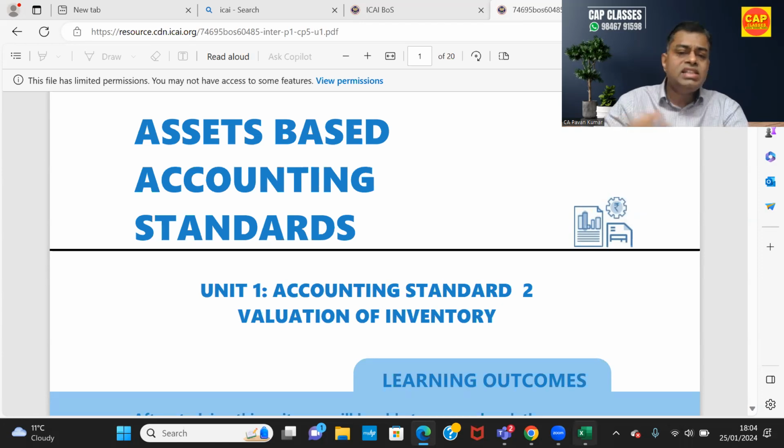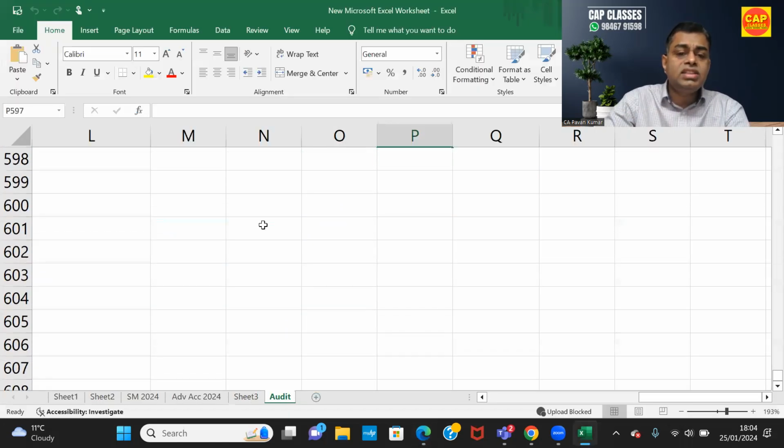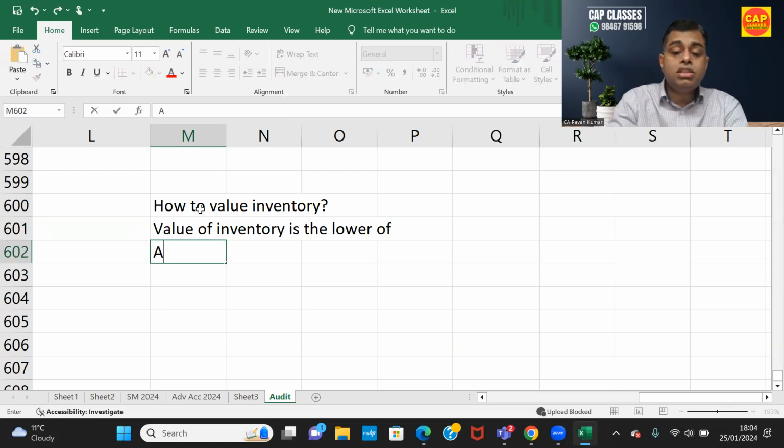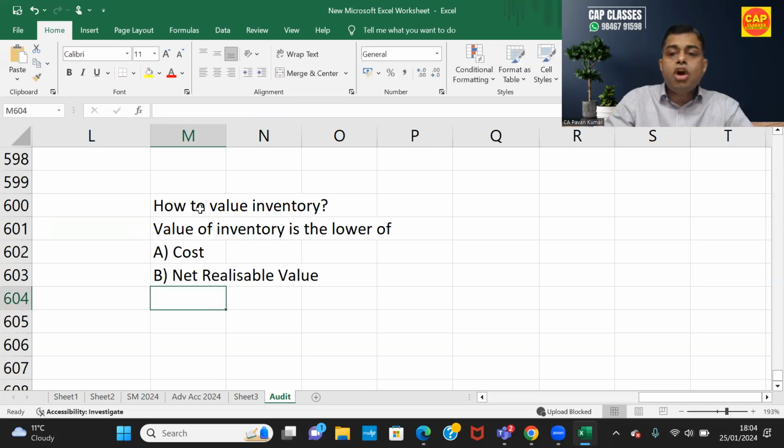So it says simple. The whole standard says how to value inventory. This is the question. And the answer is value of inventory is the lower of A, cost, B, net realizable value. That's it. Cost or NRV, whichever is lower. So the whole standard is based on this. But how do we calculate cost is the focus of the standard.